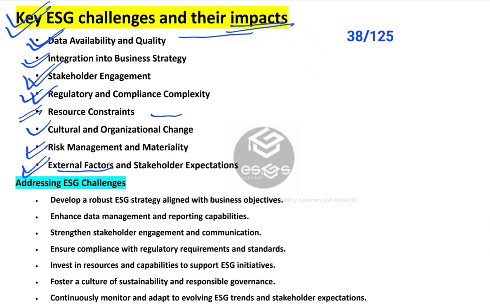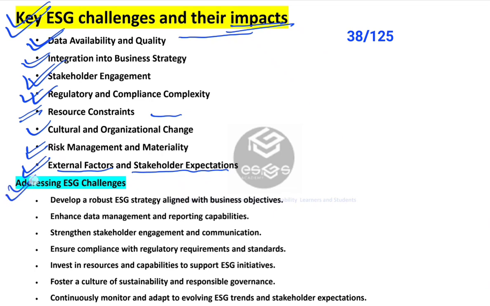Next is external factors and stakeholder expectations. The challenge can be adapting to evolving stakeholder expectations, market dynamics, and geopolitical shifts. The impact examples can be competitive advantage, brand image, and regulatory compliance. So in the competitive advantage, failure to meet evolving expectations may result in loss of market share. In the brand image case, reputational risks associated with not meeting stakeholder expectations on ESG performance. Then regulatory compliance. In this example, we can take keeping pace with changing regulatory requirements and global standards.